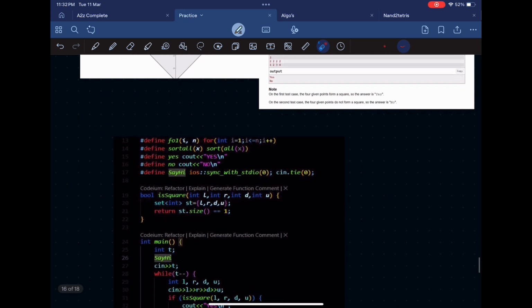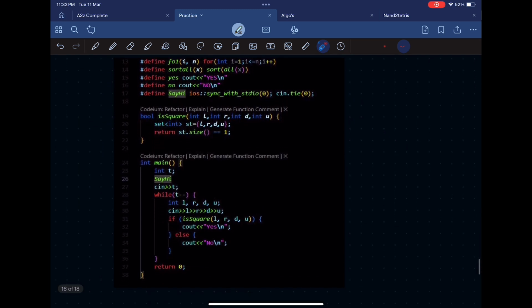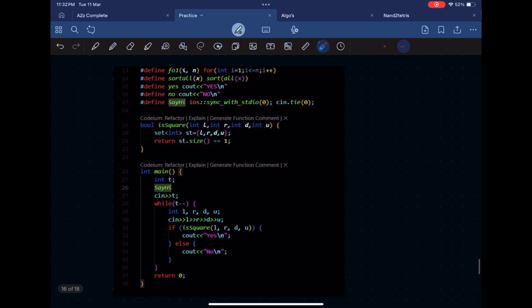So let's see our solution, what we have done. There's nothing here, just the sync with stdio and cin, you don't need to look at this. Just see cnt, the number of test cases we are taking. While t minus 1, we input L, R, D, U and check if it is a square.